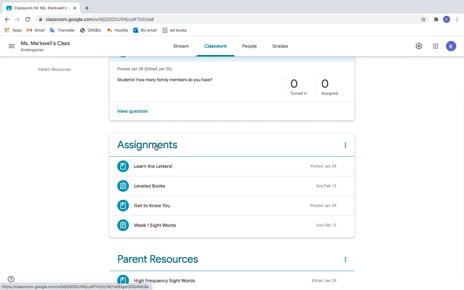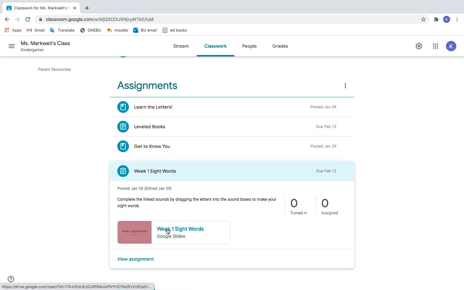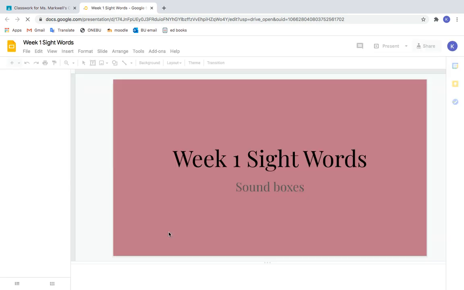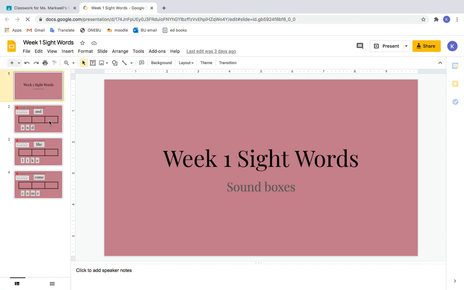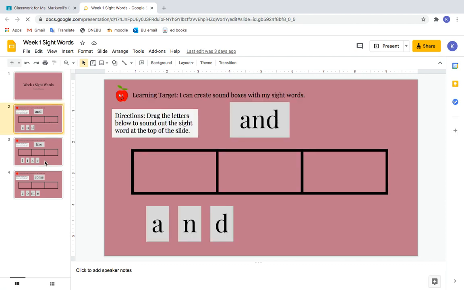So for my assignments tab, I have week one sight words, and this is a link to a Google Slides from my Google Drive. And it would just be a sight word activity where students could sort these letters and sounds into sound boxes to make their sight words.